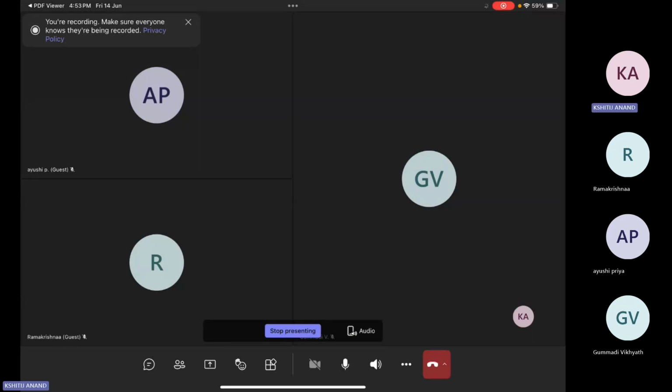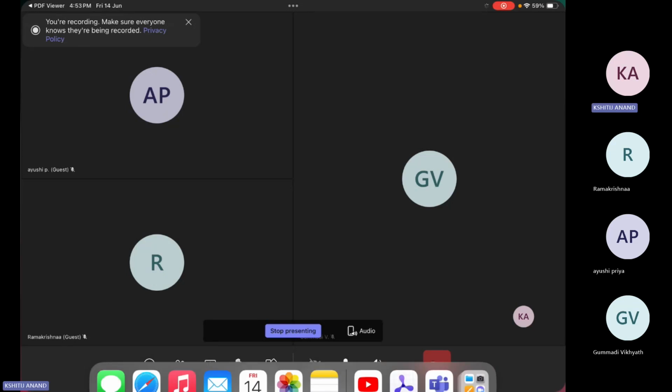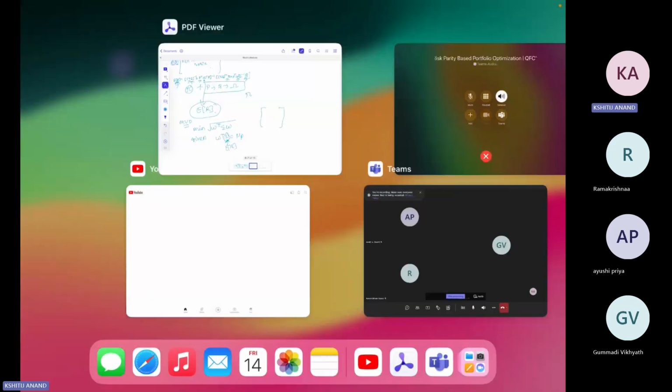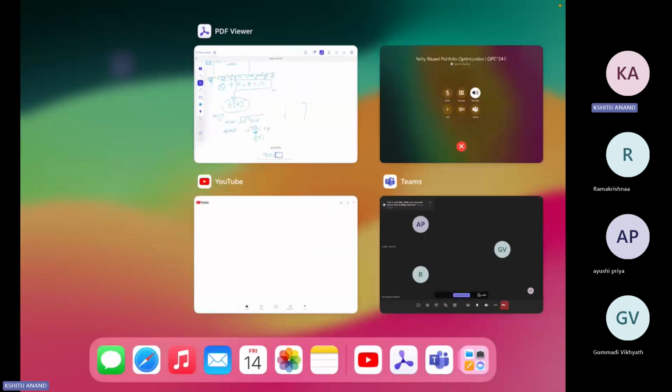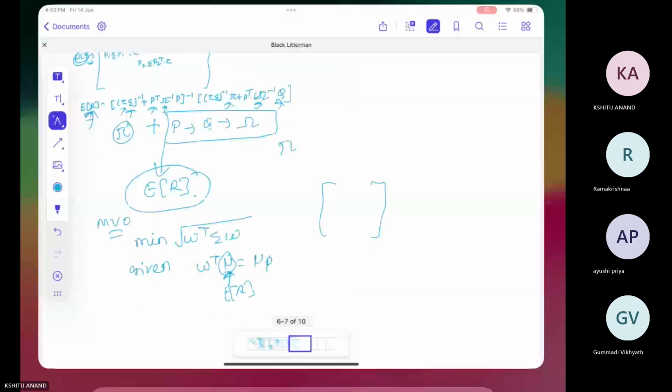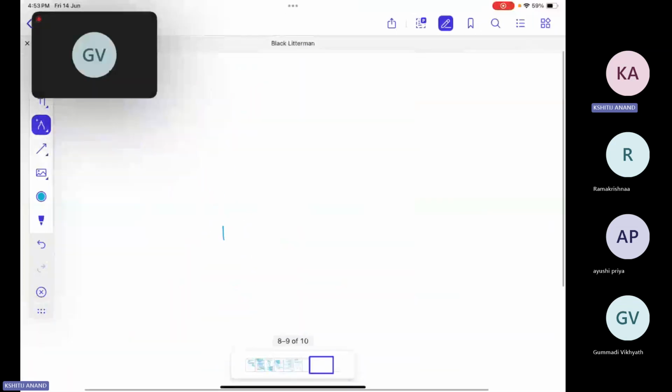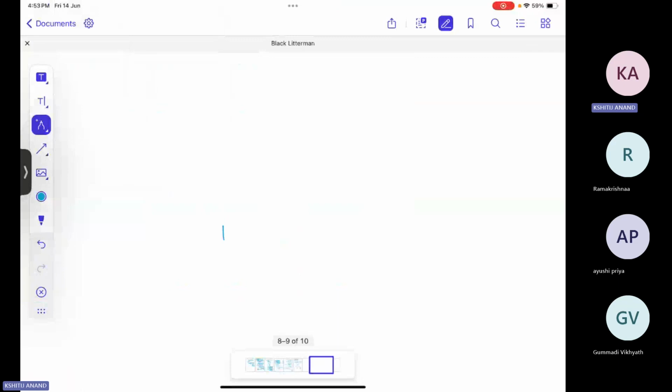So basically, I will be ending today's discussion with just one small bit of extra information. There is an assumption about the market. The market assumes that stock market returns are normal. So, prior distribution.